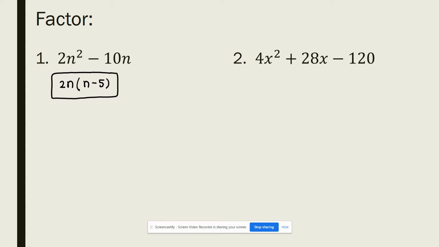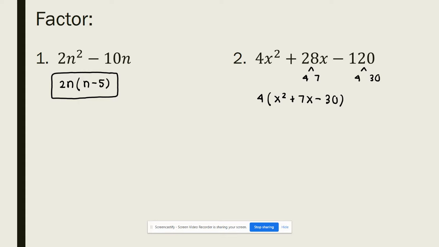In the next one, once again, if you can look for a GCF, then you want to do that. I notice that there's a 4 in front of x squared, so I'm going to look to see if I can get a 4 out of everything. Notice that this is 4 times 7, and this is 4 times 30, so I definitely have a number that they all have in common. So by factoring out that 4, I can't factor out a variable because they don't all have that, but that leaves us then with an x squared plus 7x minus 30.